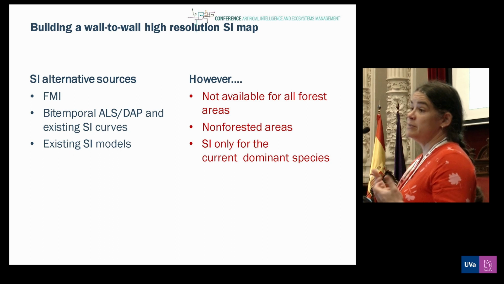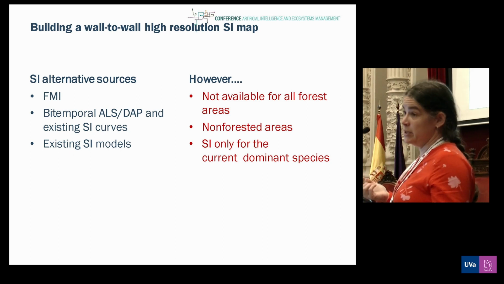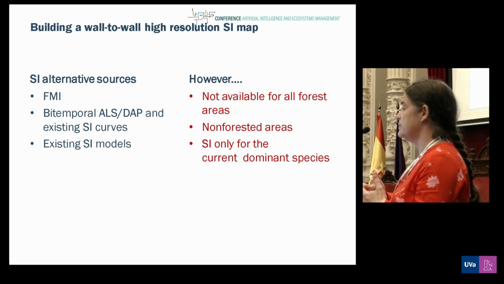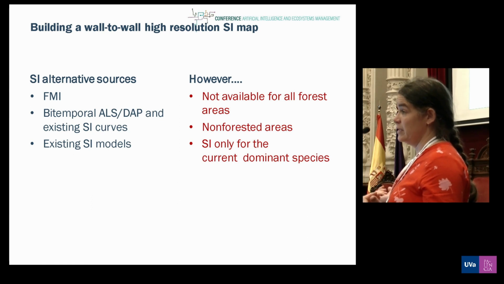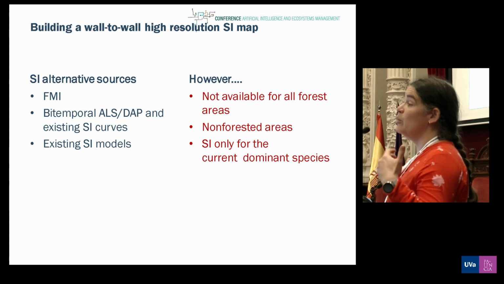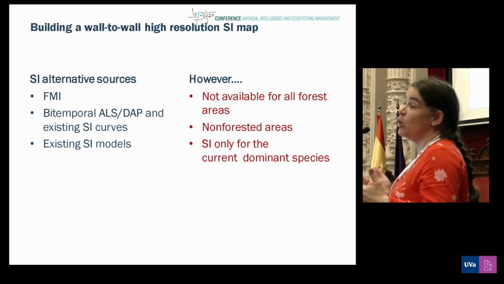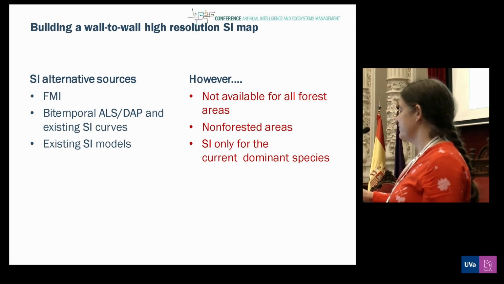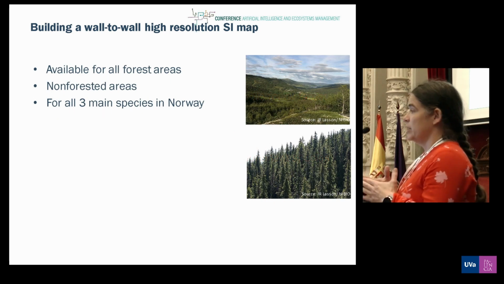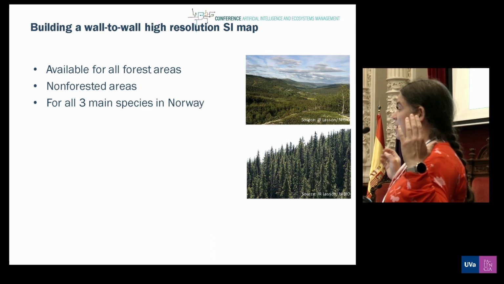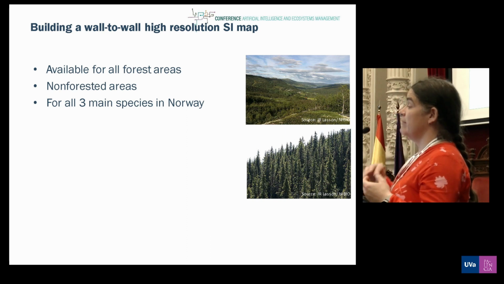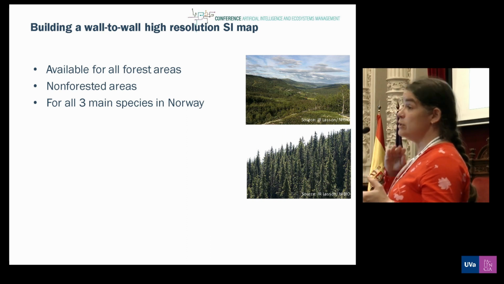For non-forested areas, because you don't have trees, we couldn't estimate the site index, site productivity. And site index, when available, is only available for the current species. So how something that is not growing there would grow in that place, we don't know. So we wanted a site index productivity map for the whole of Norway that would be available for all forest areas, also for non-forest areas, and for the three main species in Norway.